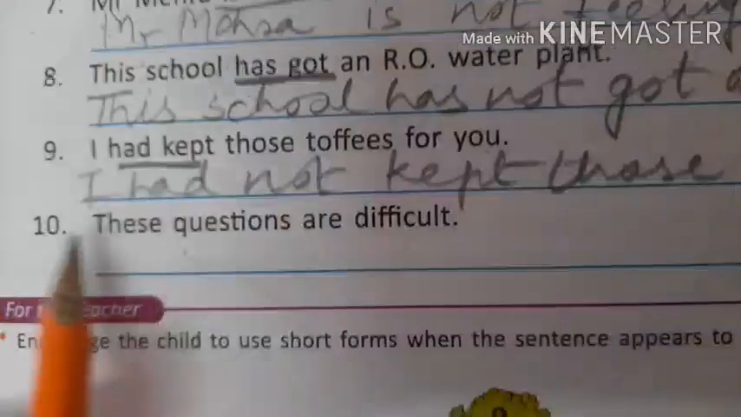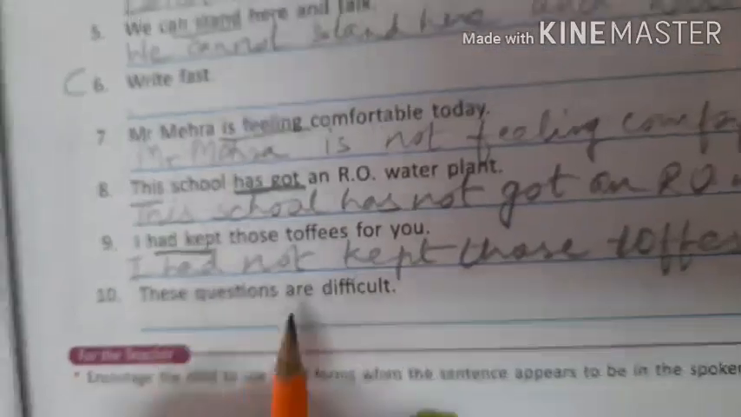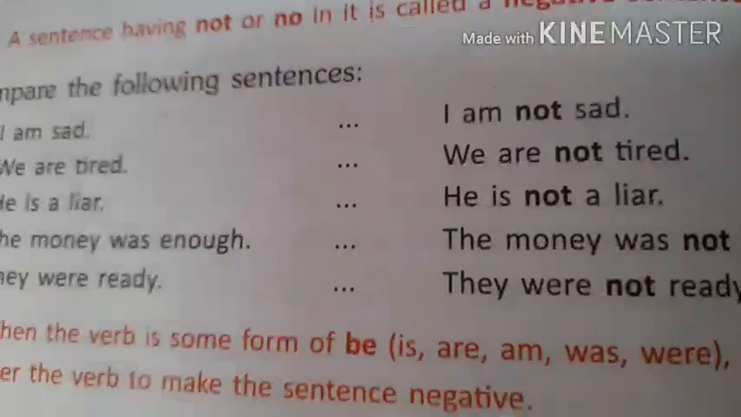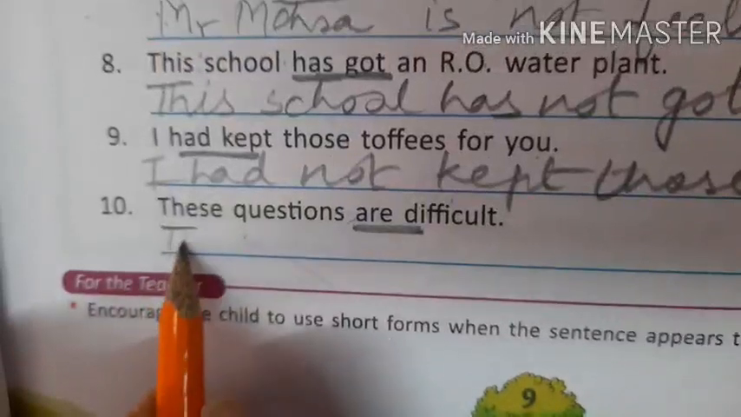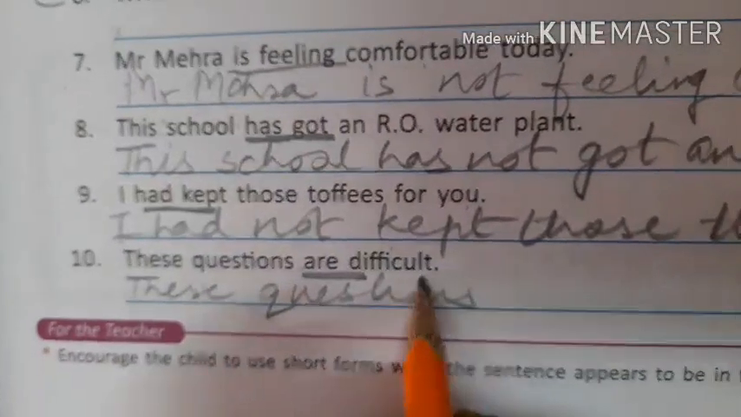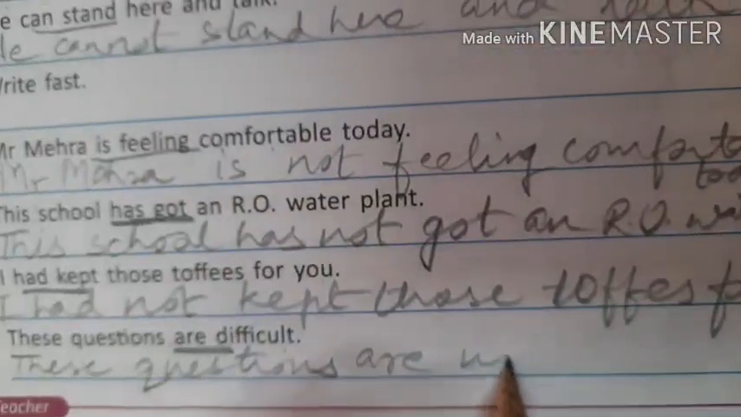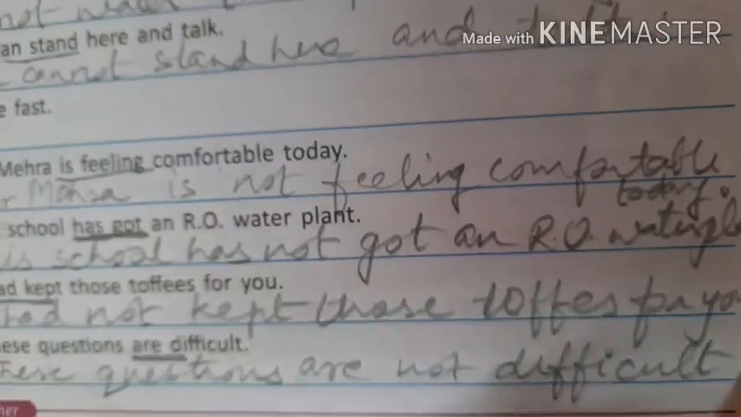And the last one. These questions are difficult. So, are. So, what are you going to use with are? Not. So, here: these questions are not difficult. Understood? Yes. Is it clear?